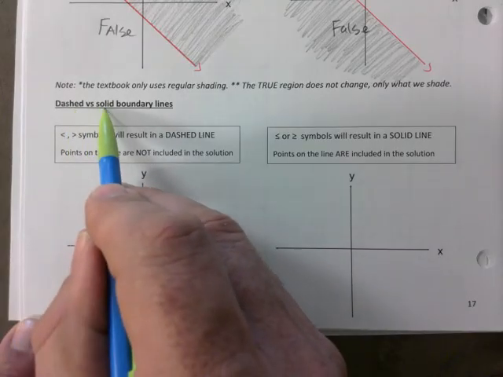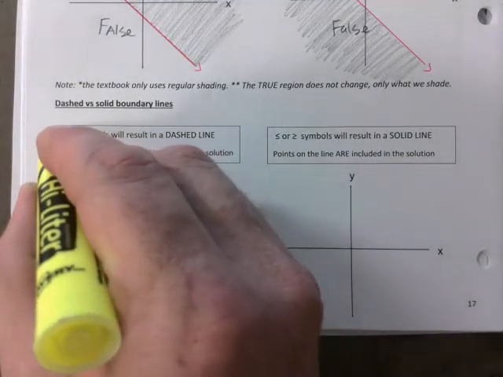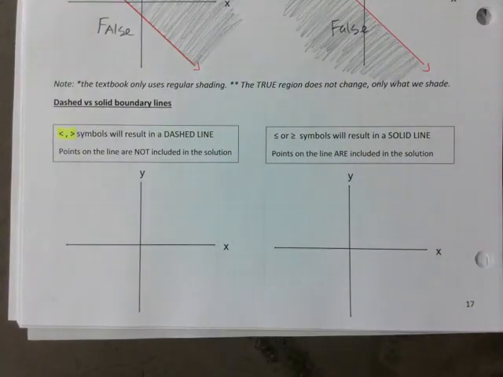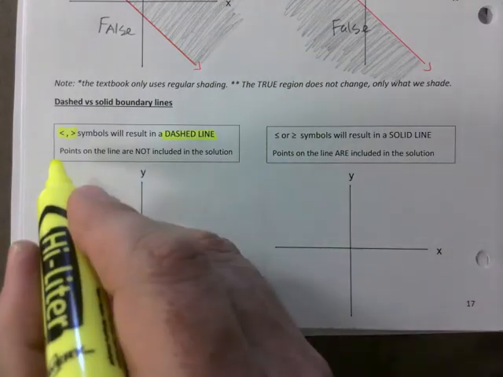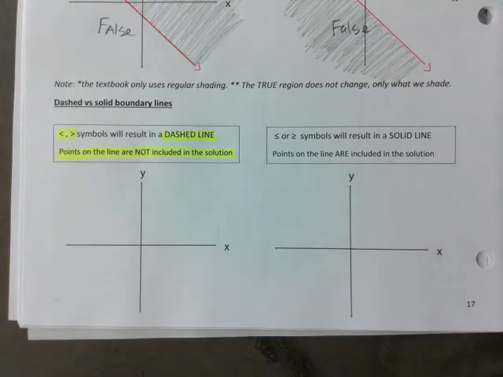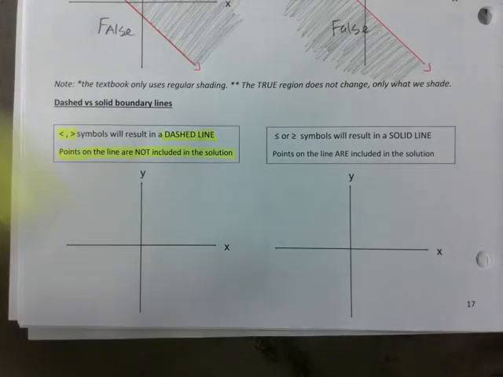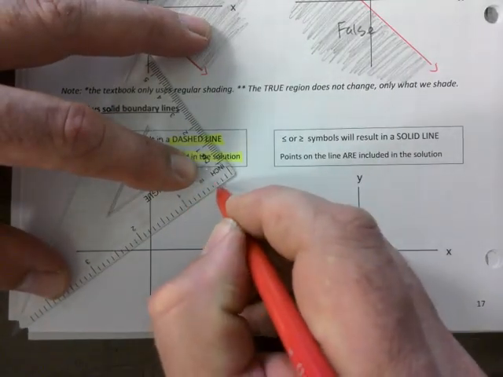So, dashed versus solid boundary lines. Very important to know that one. If you have the symbols less than or greater than, with no equal sign, you use a dashed line. And what does that mean? The points on the line are not included in the solution. So let's say we're just going to have a boundary line here, and just make it dashed.